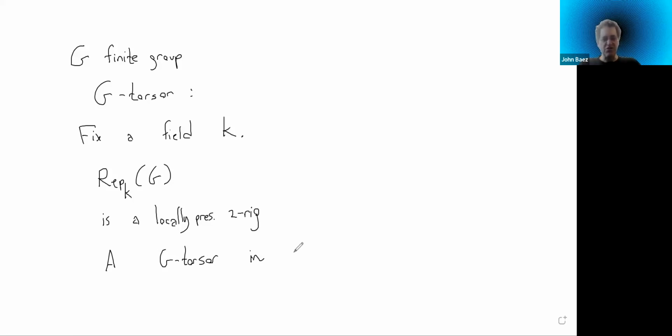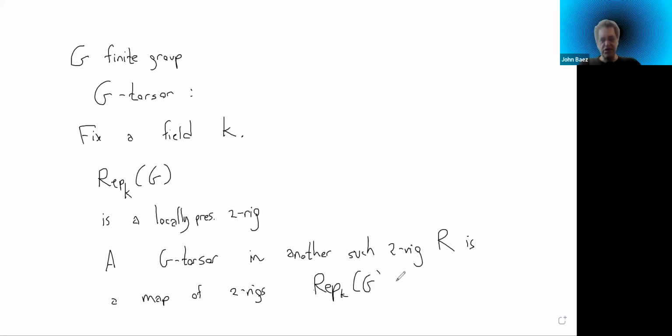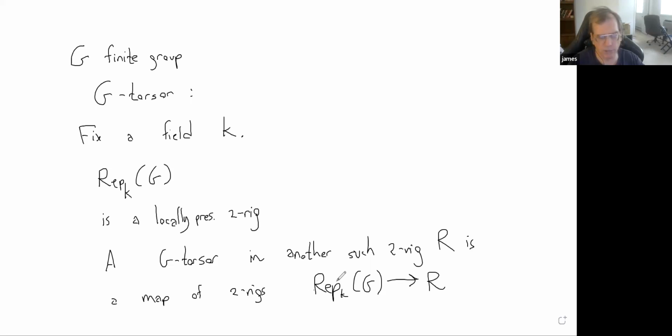So a G-torsor in another such two-rig R is a map of these kinds of two-rigs, going from representations of G to R. So it lets you turn your representations into objects of R. I'm never going to talk about any other kind of two-rig. A map of two-rigs, for those who care, should be something like a symmetric monoidal enriched functor that preserves maybe all small colimits. I think something like that. Or yeah, that sounds right.